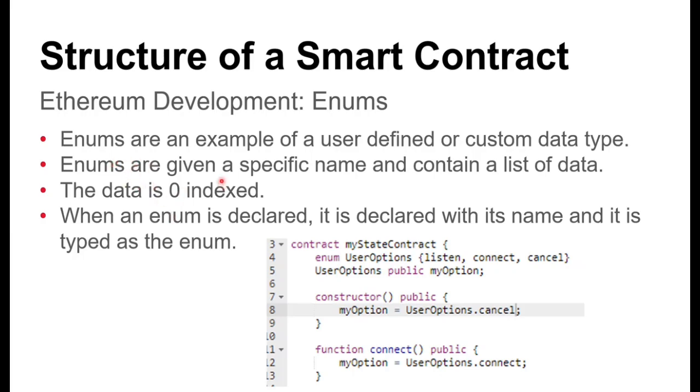Enums. So enums are custom data types. So enums, you can give them a specific name. They are zero indexed, and you can declare a value.